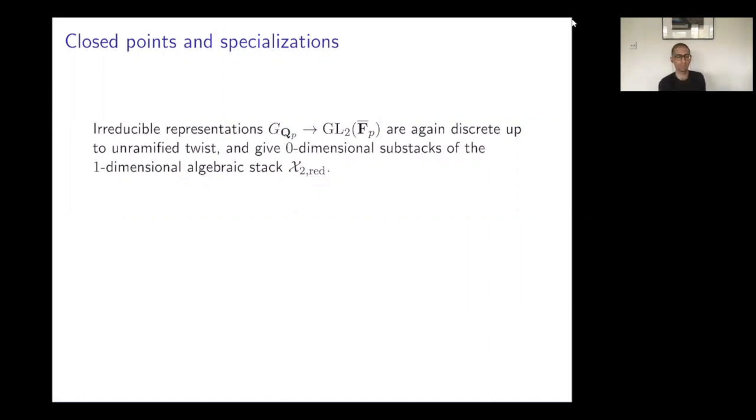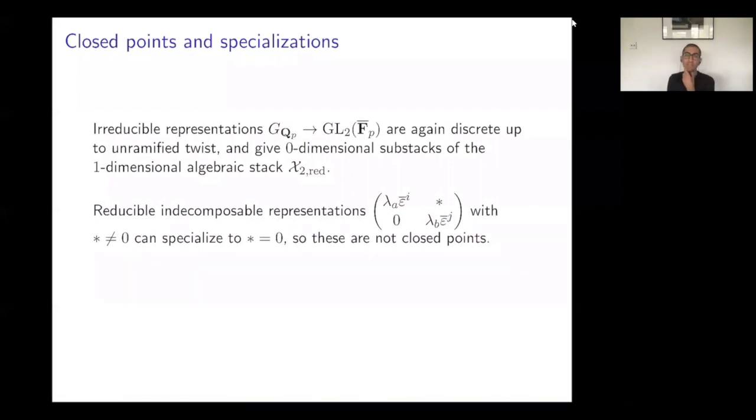So let's think about the two-dimensional version of this stack, so the moduli of rank two projective phi gamma modules. It turns out the irreducible representations behave much like the case of one-dimensional representations. So they give you a discrete set. There's a finite set of irreducible representations up to some unramified twist. And you again get a zero-dimensional stack from each irreducible representation, because you have a one-dimensional family of unramified twists, and then you mod out by the automorphisms, which by Schur's lemma are just G_m. So you get zero-dimensional.